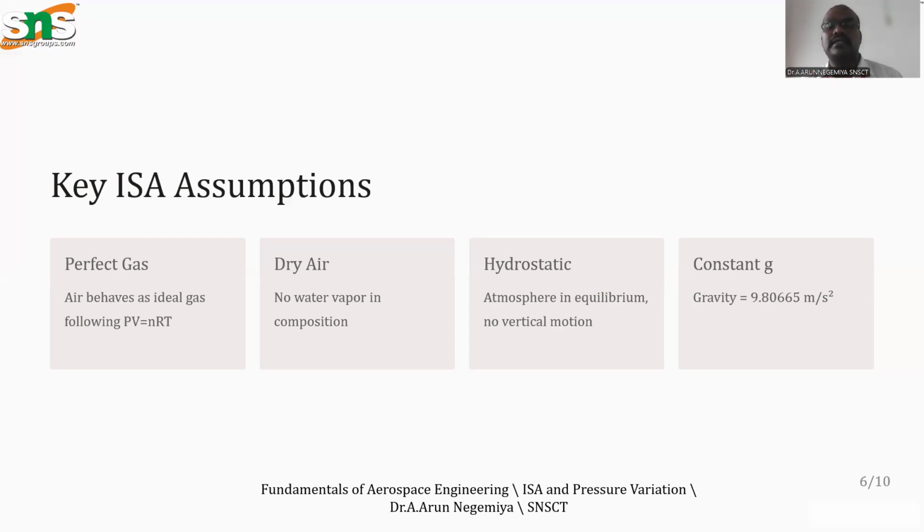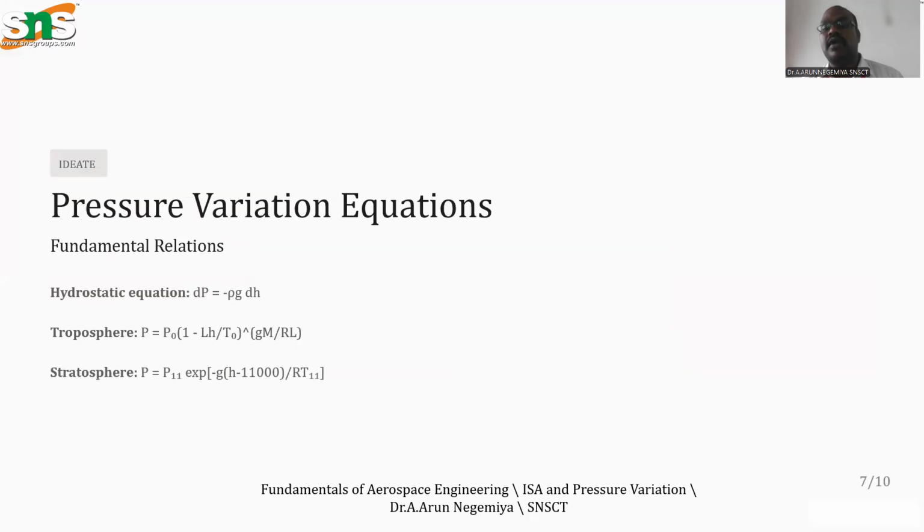And then the next one is hydrostatic. In hydrostatic, the atmosphere is in equilibrium, and there is no vertical motion. And the next one is constant gravity. Already we know gravity is 9.8 meters per second square. That is the gravity value.